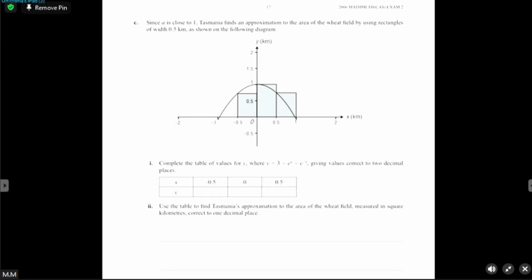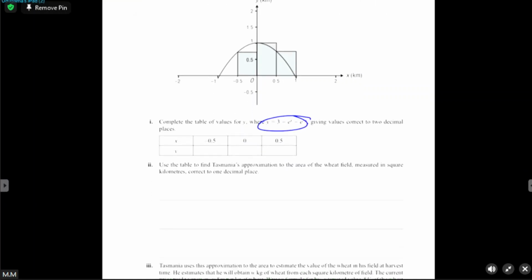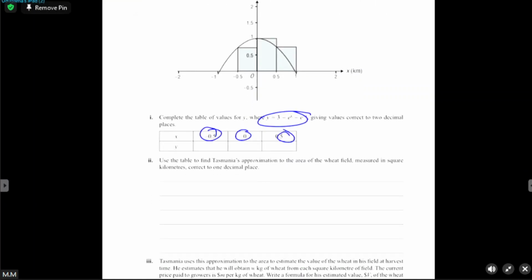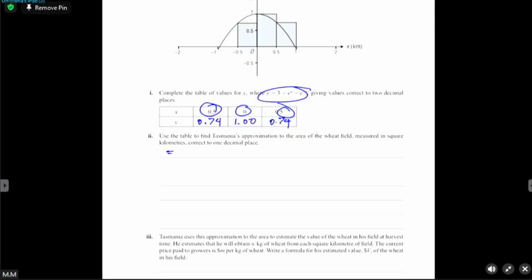So basically what I did here was I defined this as a function and then just put these inside the function. So here you get 0.74, 1.00 and 0.74 again. So this is literally just adding 3 rectangle areas together. So that's just 0.5 times 0.74 plus 0.5 times 1 plus 0.5 times 0.74, and that gives you about 1.2 square kilometers.